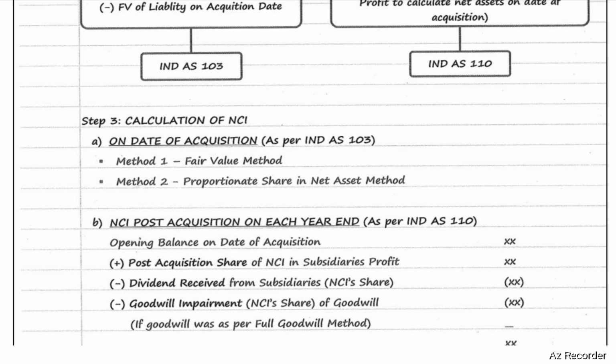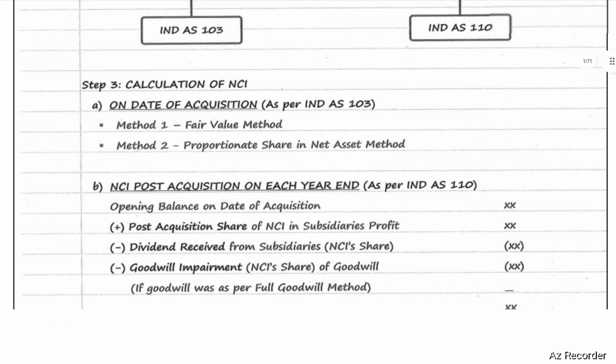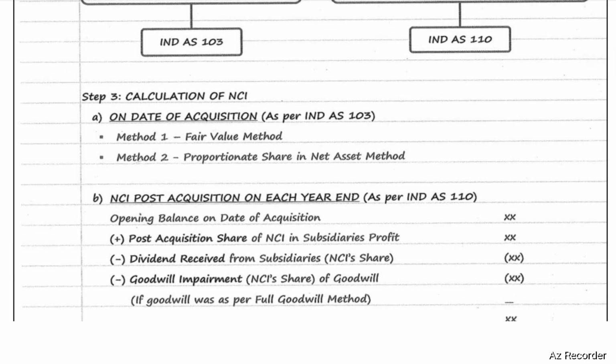How to calculate non-controlling interest post acquisition on each year end? Opening balance as on date of acquisition plus post-acquisition share of non-controlling interest in subsidiary's profit minus dividend received from subsidiary, NCI share, minus impairment of goodwill, that is impairment of NCI share of goodwill, if goodwill was as per full goodwill method. We will get NCI post acquisition on each year end as per Ind AS 110.